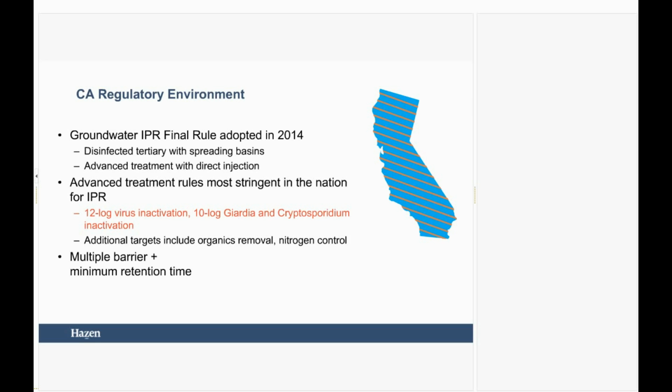I mentioned before that in California, indirect potable reuse for groundwater and for surface water is now adopted. It took a long time for them to adopt a final rule, but a final rule was adopted in 2014. Prior to that, each project was case by case. It's either disinfected tertiary with spreading basins like Montebello Forebay, or advanced treatment with direct injection. One of the things that is important to point out is the rules and the requirements for removal of microorganisms. California has a very strict level, and I'll get back to those numbers in a minute.